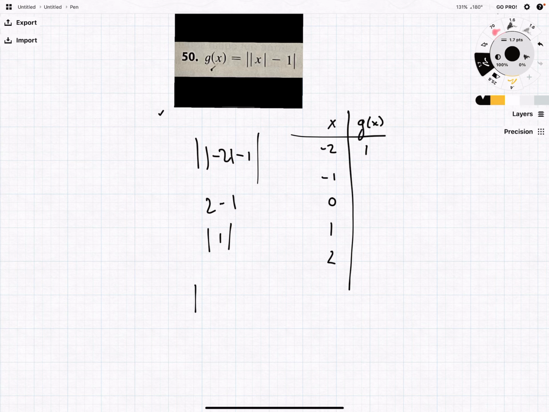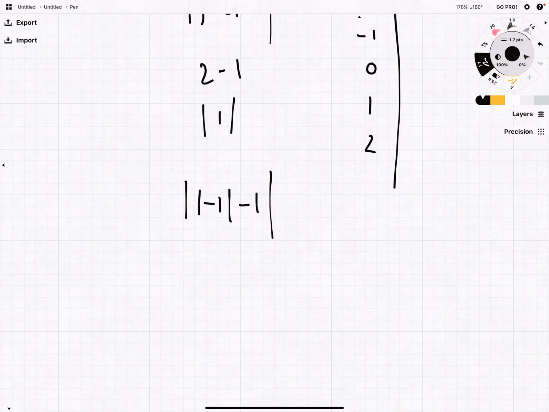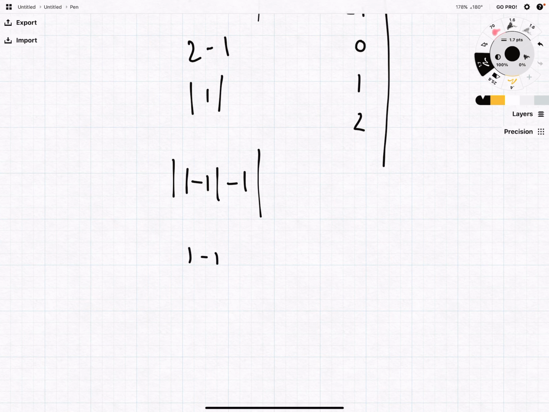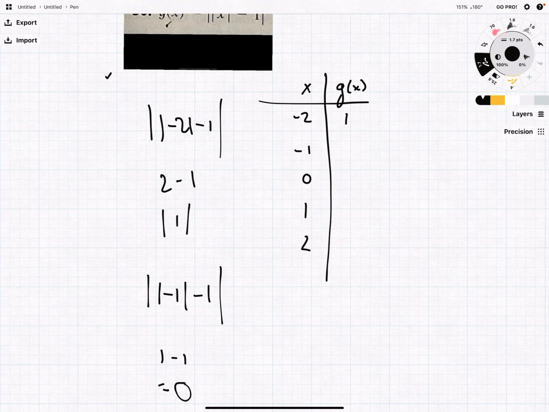-1, well, let's see. It can be a little bit confusing to see with lots of ones and lines from absolute values, but that ends up giving us simply 1 minus 1, which equals 0. So -1 is going to give us 0.